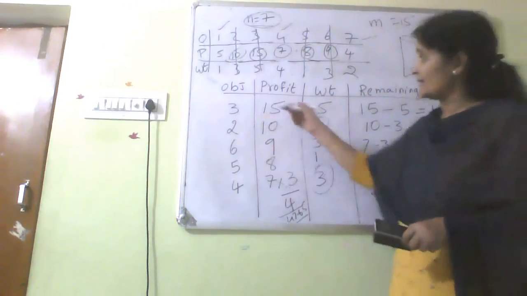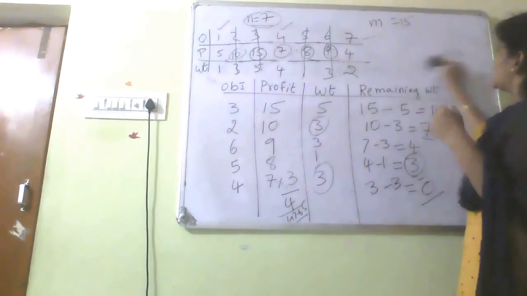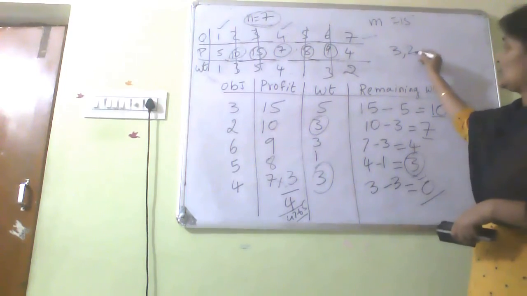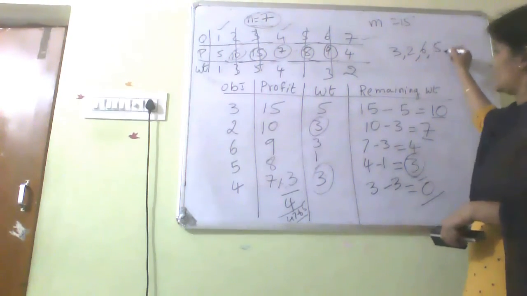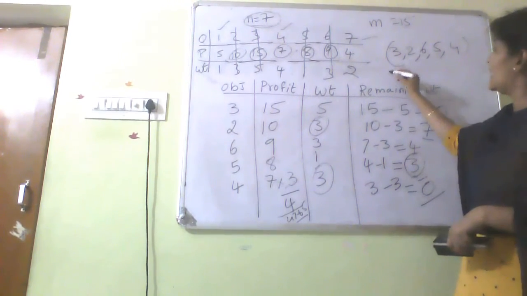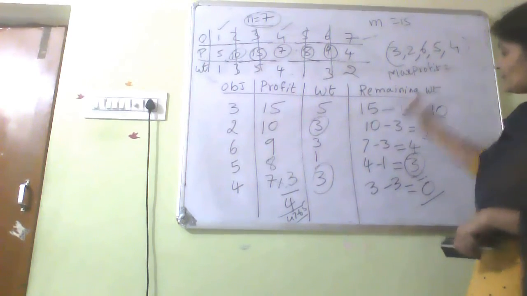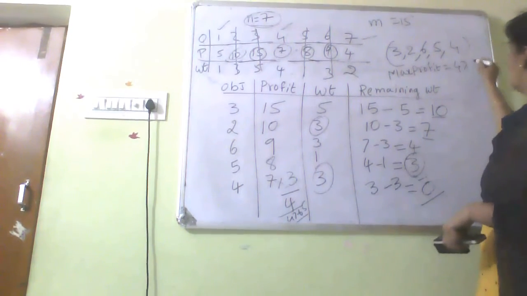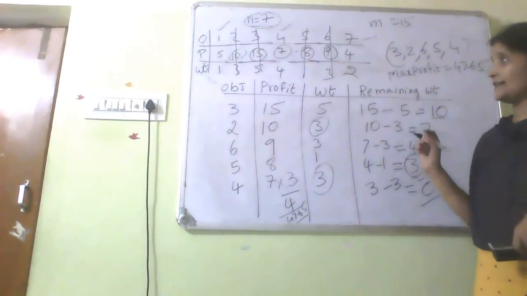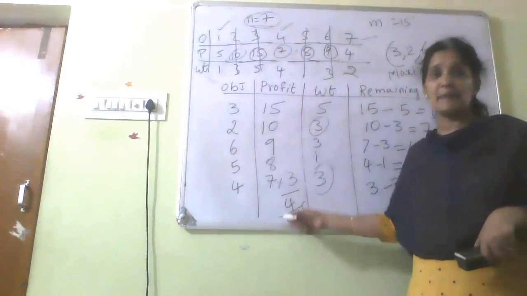So what is our solution? Which are the objects you are placing into the bag now? You are placing the objects like 3, 2, 6, 5 and 4. These are the objects we have selected and we are getting the maximum profit. How much we are getting the maximum profit? 47.65. This is the maximum profit we are getting. So we have solved this by considering the maximum profits.